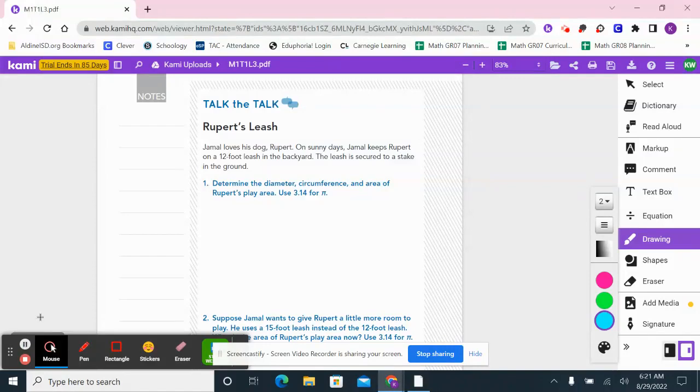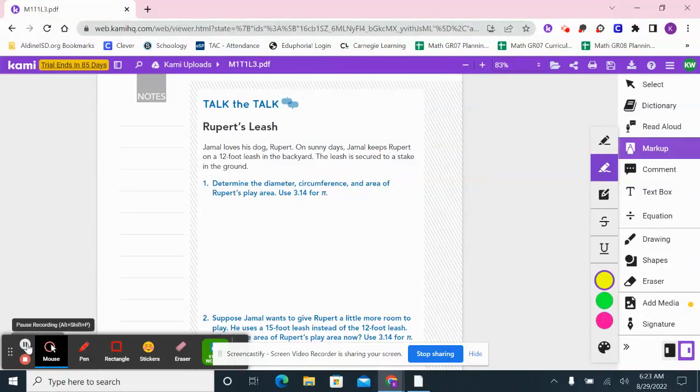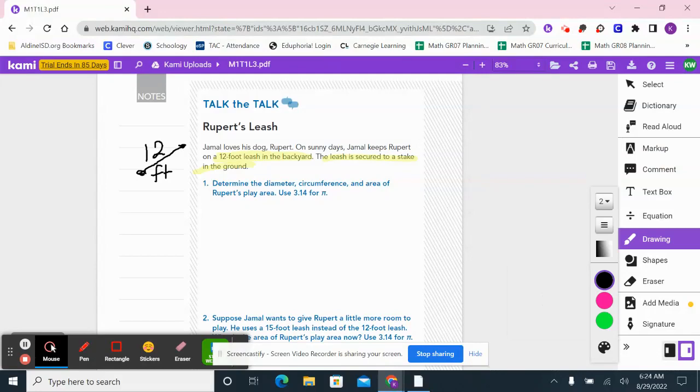In this activity, you are going to solve for the length of a diameter, circumference, and the area of a real-world problem. If you haven't already, you should have annotated and pulled out the information that the problem gives you. You should have seen that the information given was that there's a 12-foot leash and it's secured to a stake in the ground. So I kind of drew a picture off to the side, our stake being in the middle and our leash being that 12-foot length.